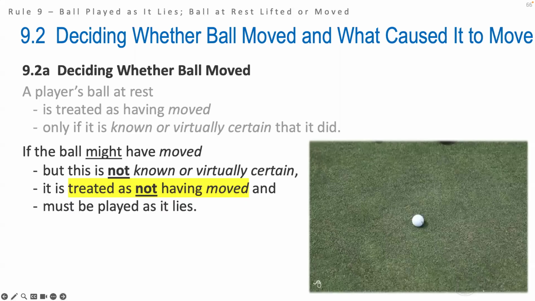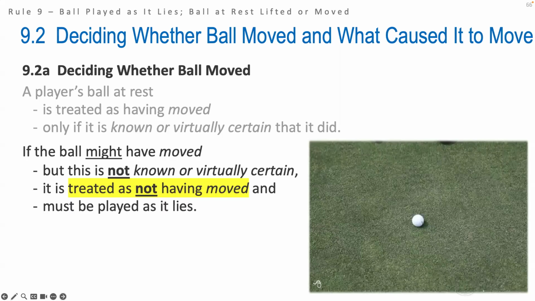So an example of when it's known or virtually certain a ball has moved. Here's a great example. A player marks, lifts, and replaces their ball on the putting green. As the player walks away, the ball rolls a short distance and comes to rest. The player does not see this, but another player observes the ball moving and informs the player. Since it is known that the ball moved, the player must replace the ball on its original spot.